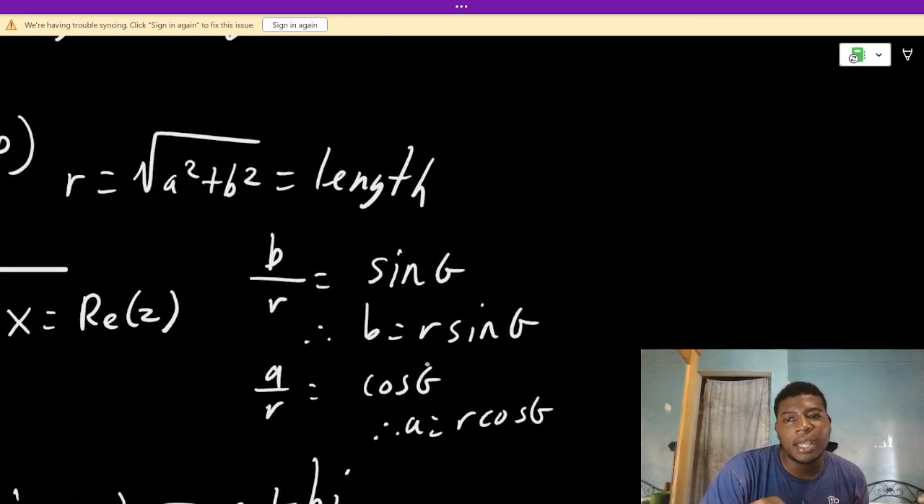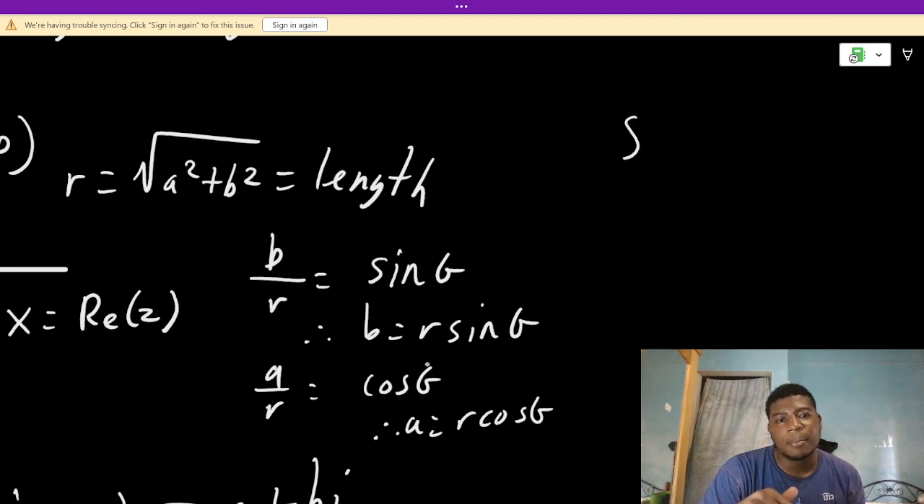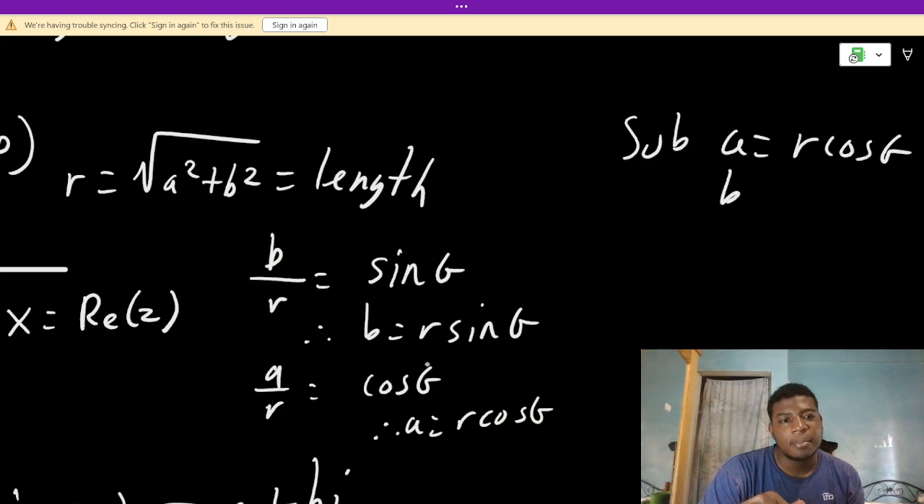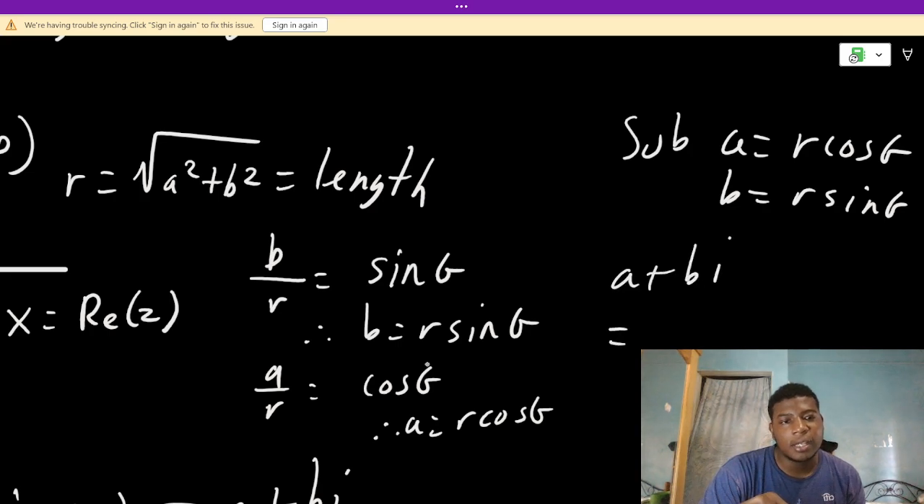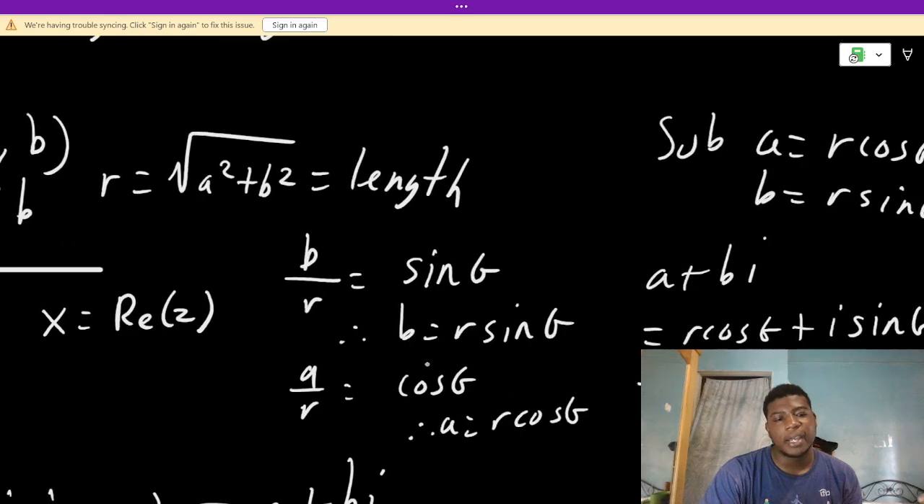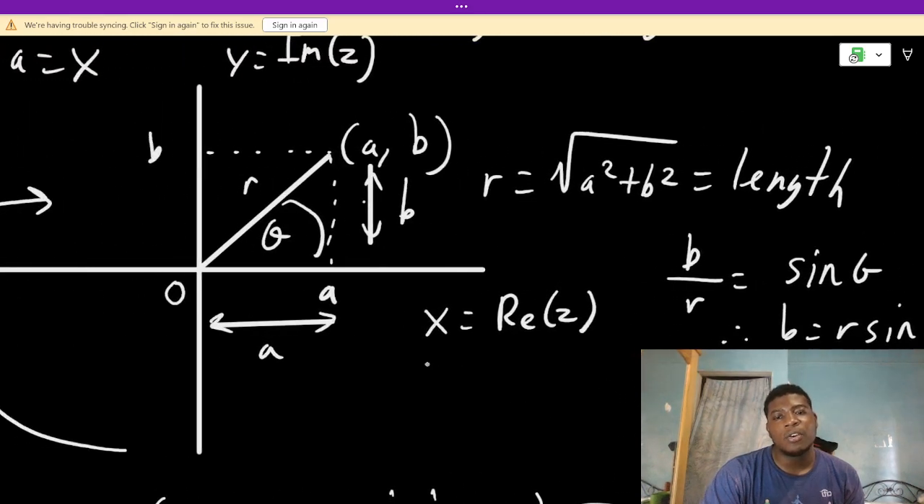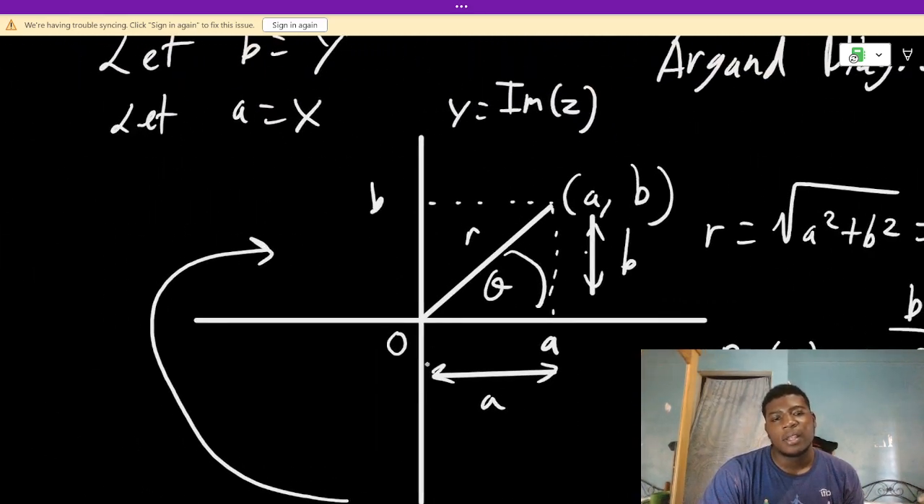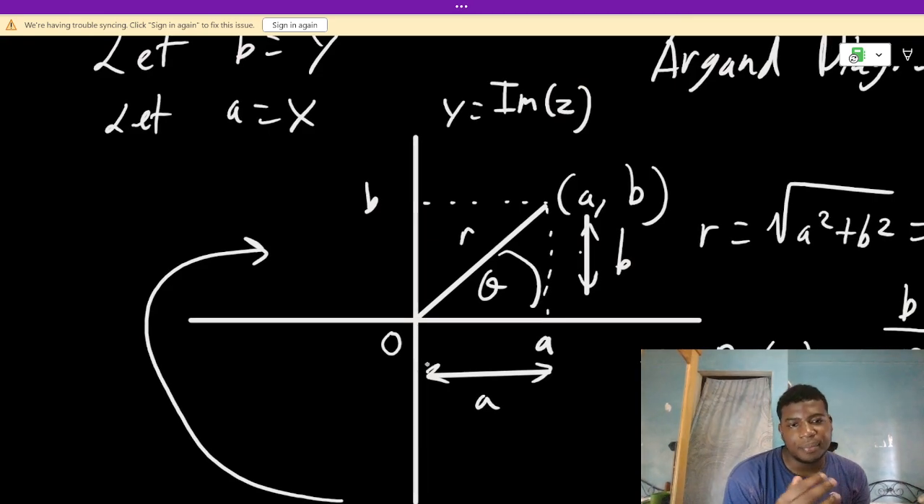So what do we get? If we substitute a equals r cos theta and b equals r sine theta, then a plus bi equals r cos theta plus i sine theta, which equals r open brackets cos theta plus i sine theta close brackets. Easy, right?